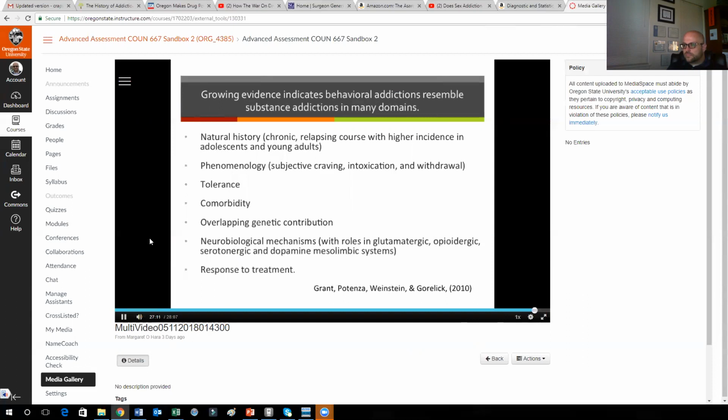Growing evidence indicates behavioral addictions resemble substance addictions in many domains, including the natural history. They are chronic. There's a relapsing course with higher incidence in adolescents and young adults, having to do with phenomenology, so the subjective craving, intoxication, and withdrawal, the presence of tolerance and comorbidity, the overlapping genetic contribution, neurobiological mechanisms with roles in several systems, including glutamatergic, opioidergic, serotonergic, and dopamine mesolimbic systems. And the response to treatment is similar.